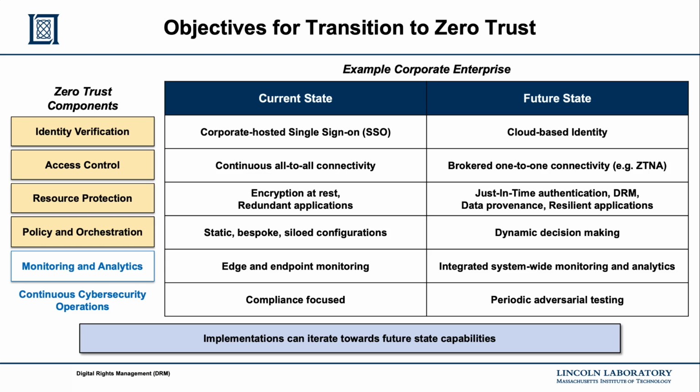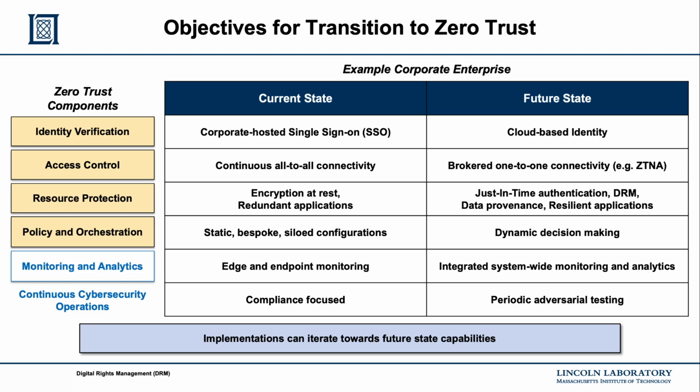But we envision a future state that embraces zero trust, where identity verification is enabled by cloud-based identity that's portable and ubiquitous and very secure itself. That access control is brokered, one-to-one connectivity as needed on demand. That resources are able to be protected in ways where encryption and authentication to do decryption are provided just in time. That data has provenance associated with it, so that as users touch and interact with that data, that's all capable of being monitored and logged and understood.